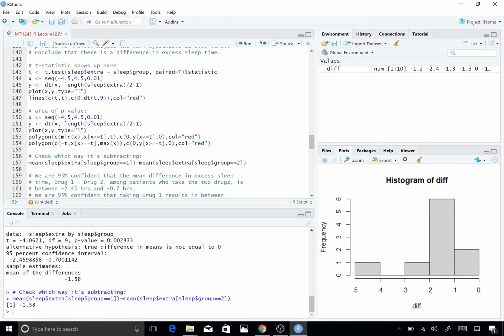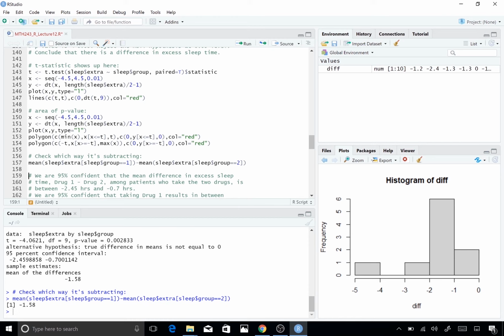It looks like mean of group 1 is lower than mean of group 2. The t statistic is negative, so R is subtracting group 1 minus group 2. I think it will always select the first group, but I can't be sure. You should always check this.